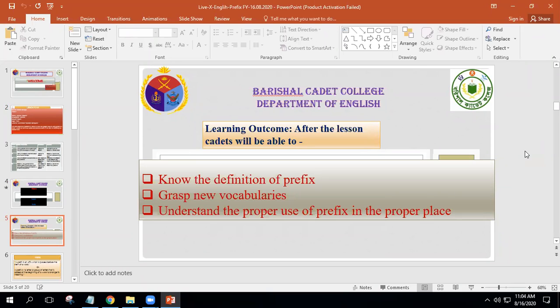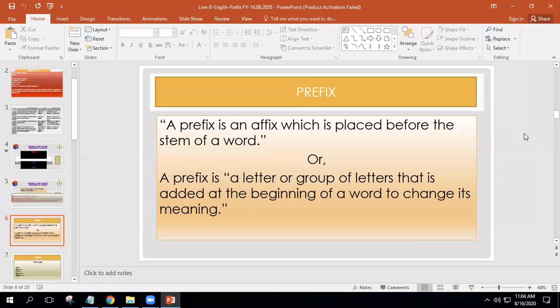Before starting our topic, I'd like to tell you what the learning outcome will be. That is, after the lesson, what you will be able to learn. At first, you will be able to know the definition of prefix. Then, you will be able to grasp some new vocabularies, and at last, you will be able to understand the proper use of prefix in the proper place. Dear cadets, if you find any confusion in any point, or if you face any problem in delineating the meaning of any word, you must raise your hand.